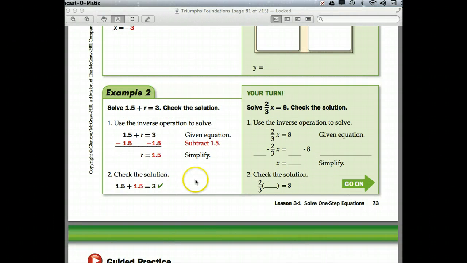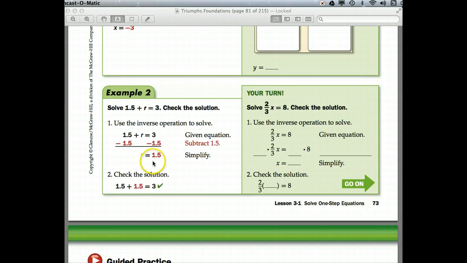Now, if you feel confident not using the algebra tiles, we're going to use inverse operations to solve it. So first of all, we notice that the variable is on this left side. We have 1.5 that's been added to it. There's a positive 1.5 added to r. So we're going to use the inverse operation to solve it. Well, the opposite operation of a positive, or adding, is subtracting. And whatever we do to one side, we do to the other. So we're left with r on the left, and 3 minus 1.5 is 1.5.